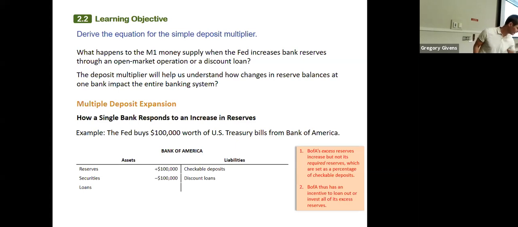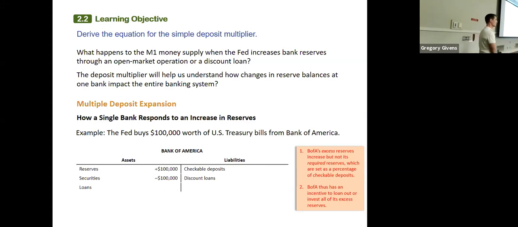All right? Let's assume here that Bank of America goes ahead and lends out all of its available excess reserves. So prior to this transaction, they had no excess reserves. Now they have $100,000 worth of excess reserves. They find a suitable investor and make a $100,000 loan. How does that show up on Bank of America's balance sheet?